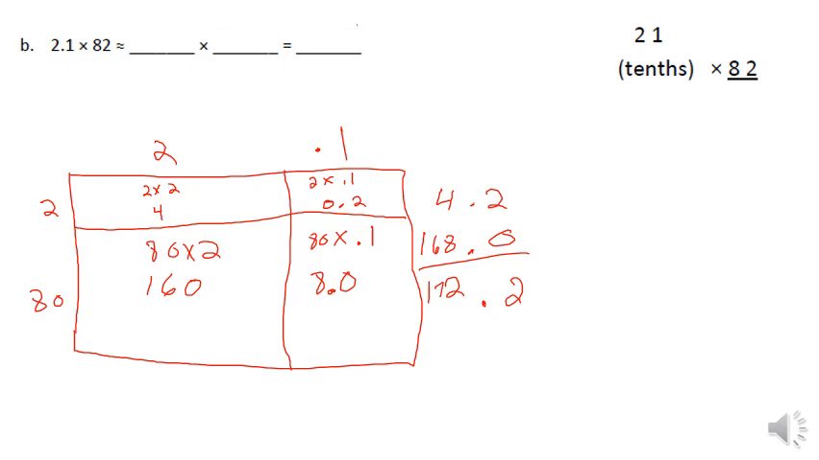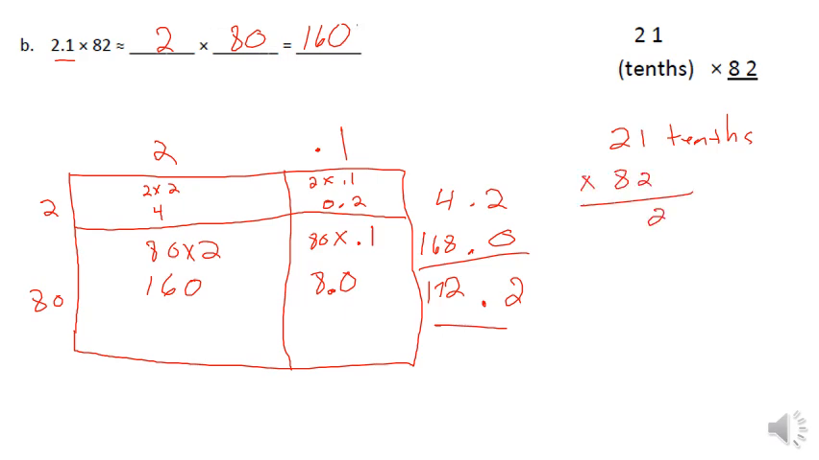Now let's do a quick estimate here. We have 2 and 1/10, so 2 and 1/10 is closer to 2. 82 is closer to 80, so our answer should be approximately 160. And we ended up with 172.2. Now let's do the standard algorithm. 21/10 times 82.